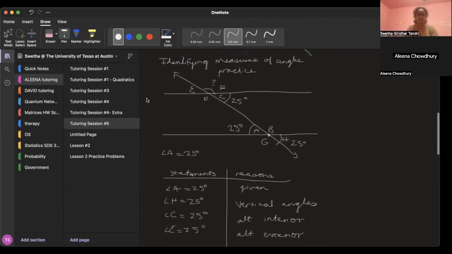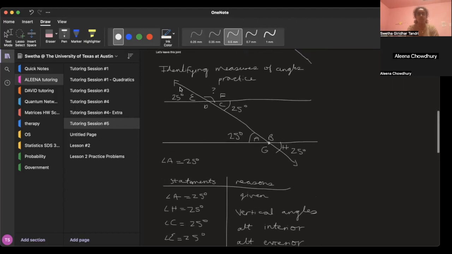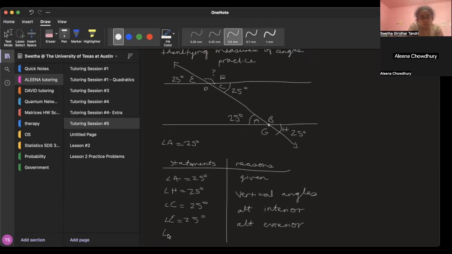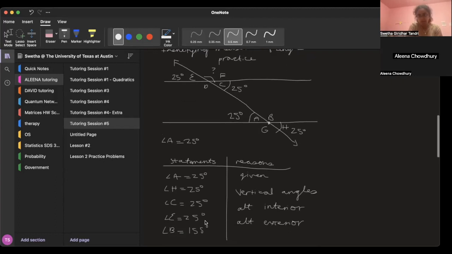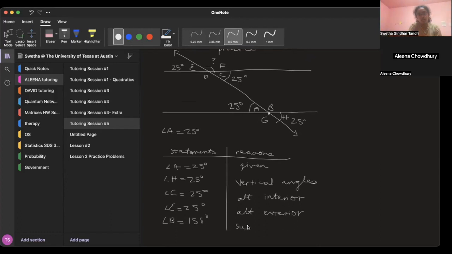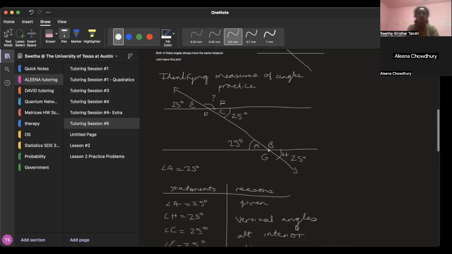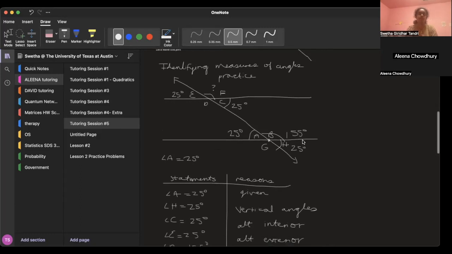And then A and B are supplementary, meaning B would be 155 degrees. B would be 155. And then we would cite supplementary angles, right? Right. And I think with all this information, we can find what F is. Right? Right. Yeah. So what would we do next?